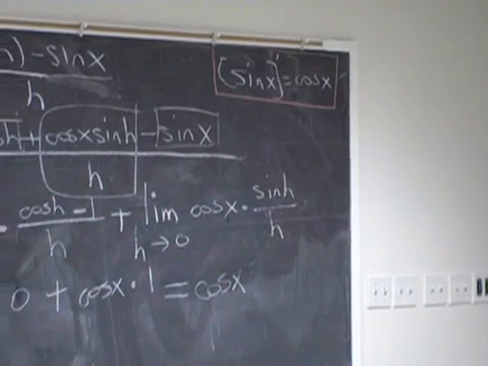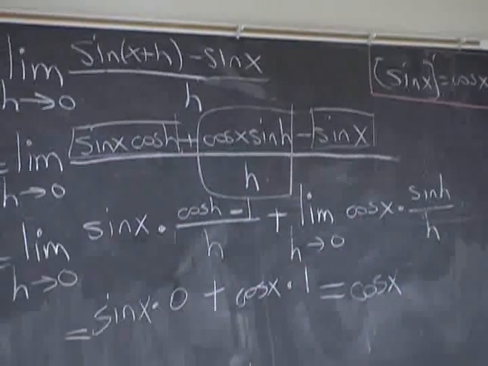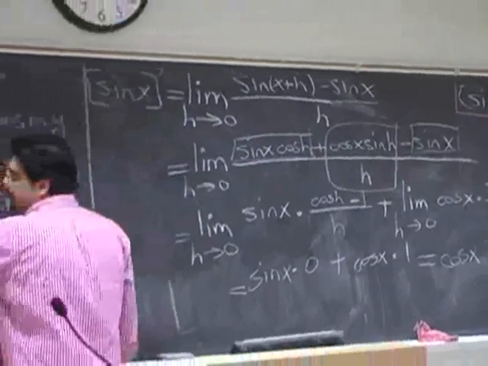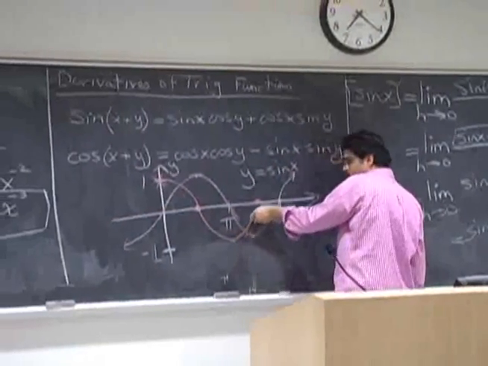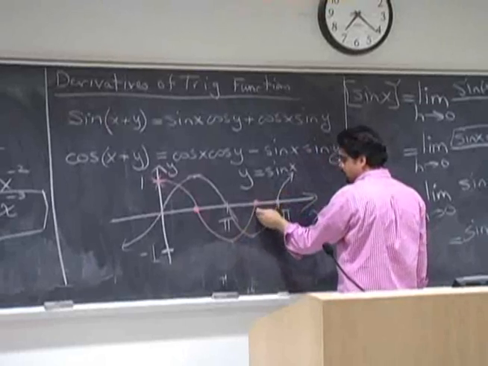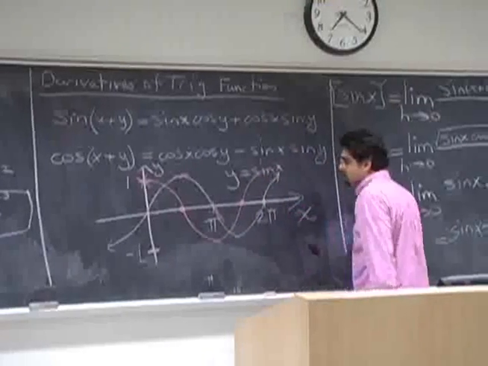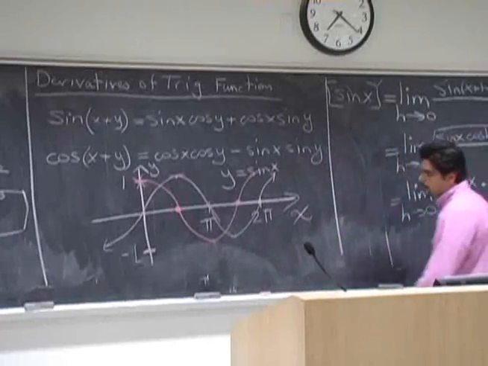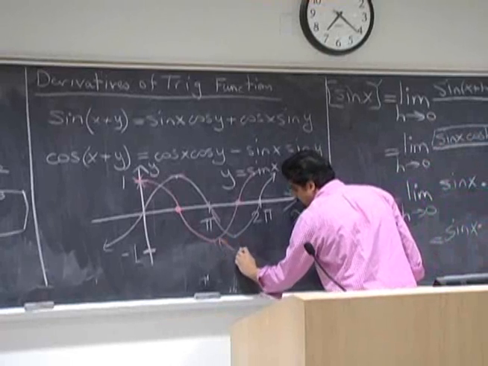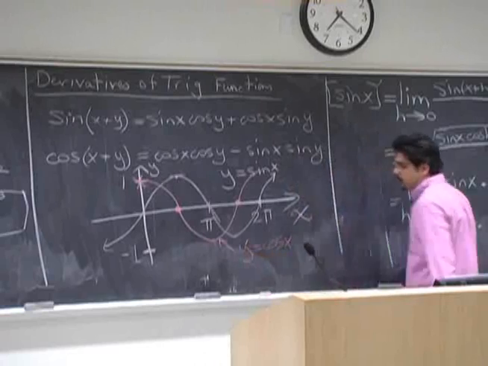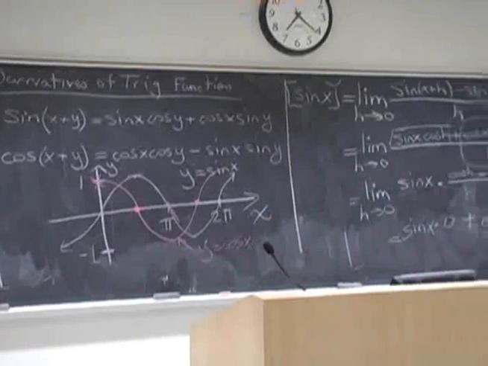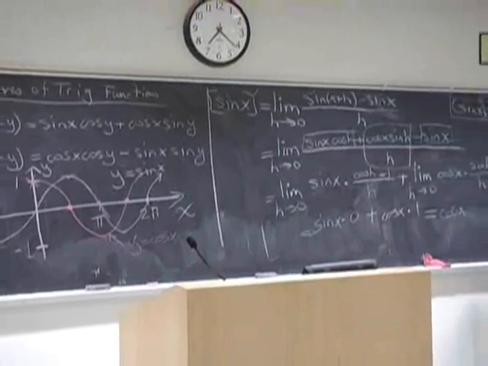What's the graph of cosine x? Well, it starts at 1 and then has the same period. So does that make sense? And that's the derivative of sine x, which is cosine x. That's y prime. It actually follows what we expected it to do.